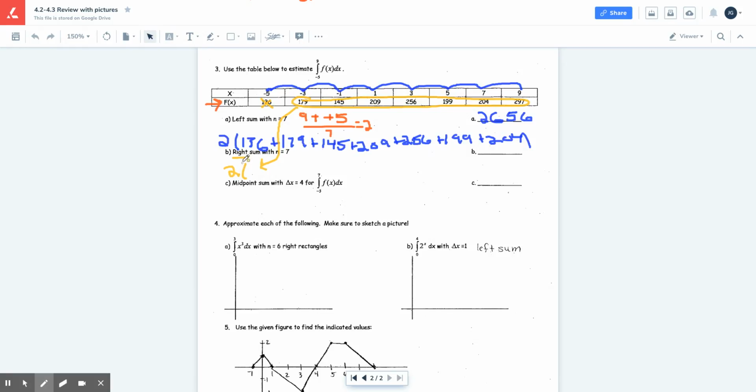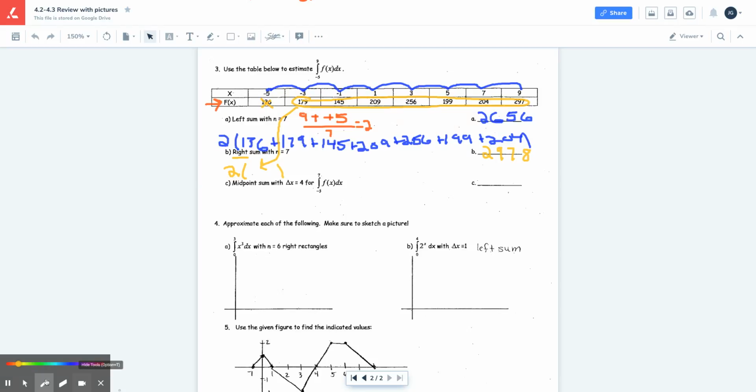So it would be 2 times 179 plus 145 plus 209 plus 256 plus 199 plus 204 plus 297 times 2. And that gives you an answer of 2,978. Okay, so left-hand sum, we use all of them except for the last one. Right-hand sum, we use all of them except for the first one. All right, on to C.